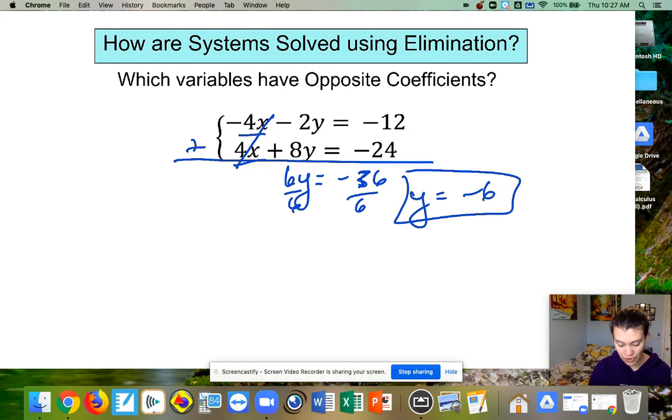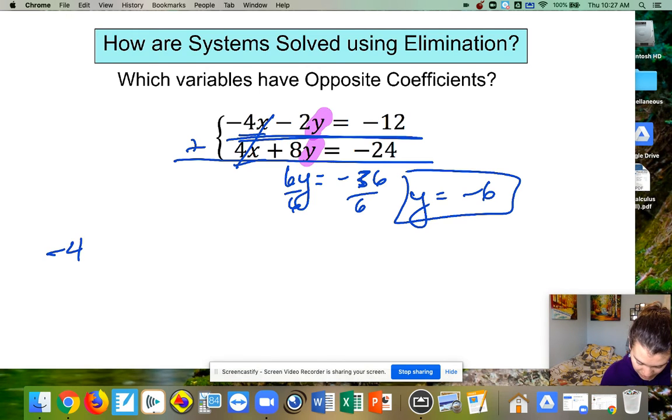Now, you're going to take that negative 6 and you can plug it back into either equation. So you can replace this x or this x. It doesn't matter. Both of them, replace the y's. You can replace this y or this y with negative 6 and solve. It doesn't matter which one. So I'm going to do this first one.